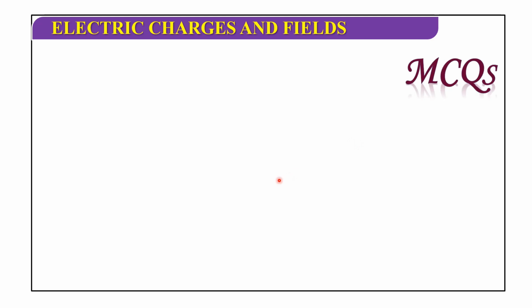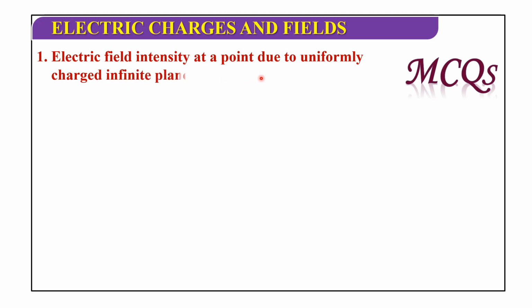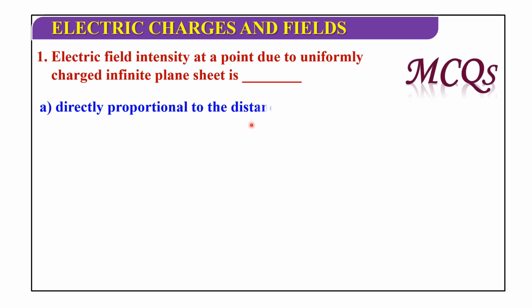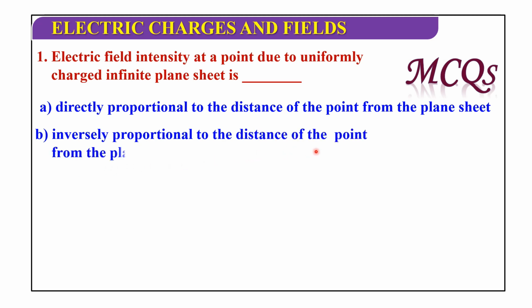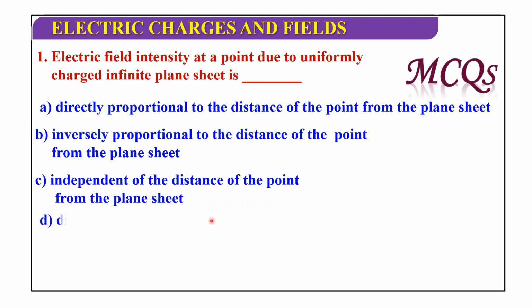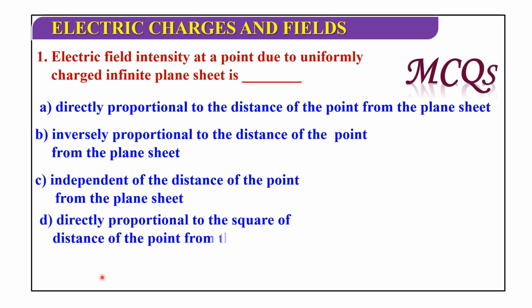the ends. Now, let us discuss MCQs. Electric field intensity at a point due to uniformly charged infinite plane sheet is directly proportional to the distance of the point from the plane sheet, inversely proportional to the distance of the point from the plane sheet, independent of the distance of the point from the plane sheet, directly proportional to the square of the distance of the point from the plane sheet. So, this electric field intensity at a point due to uniformly charged infinite plane sheet is independent of the distance of the point from the plane sheet.